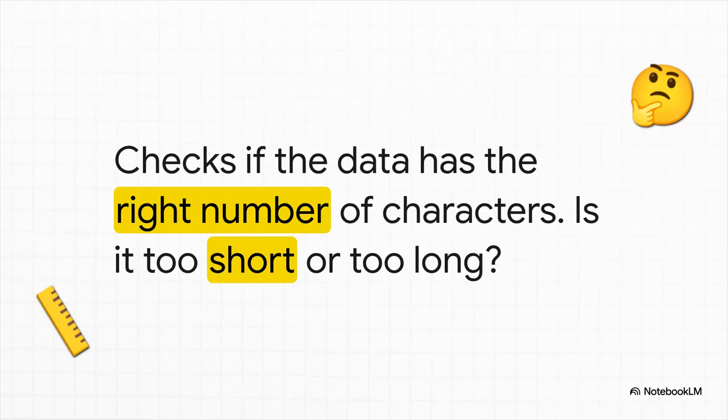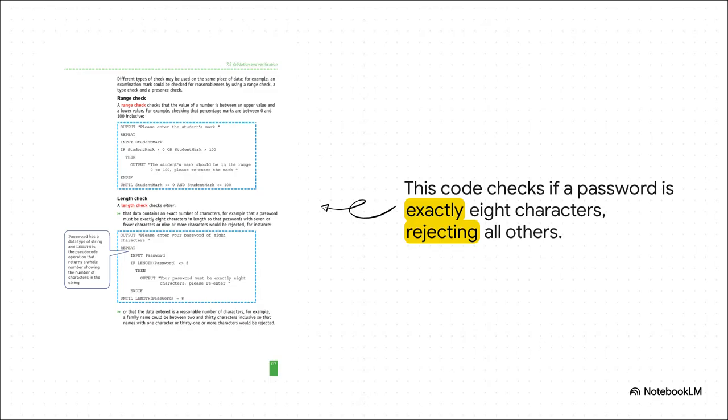It's that simple. Okay, next up is the length check. This one is all about size. It's checking to see if your data has the right number of characters. And you've seen this a million times with passwords, right? Password must be at least 8 characters long. That's a length check. And this little bit of code shows you just how basic it is. The program literally just finds out the length of the password, and if that number isn't exactly 8, it says nope and rejects it. It's just counting.